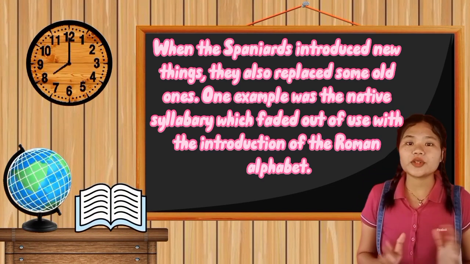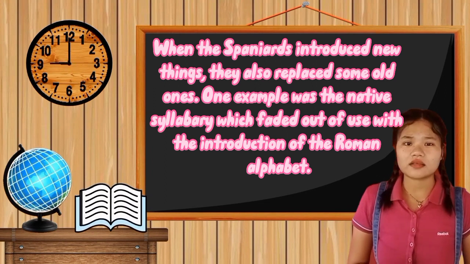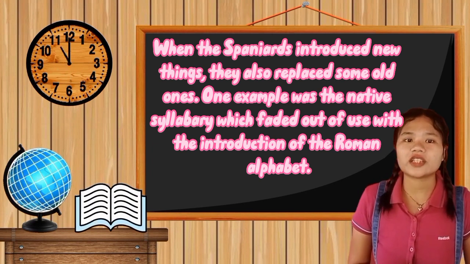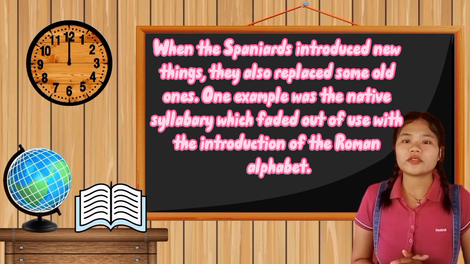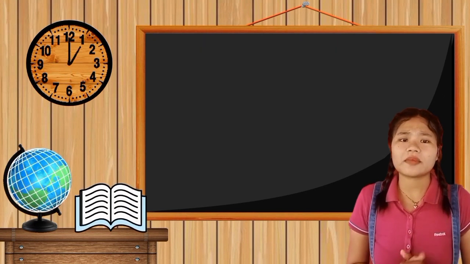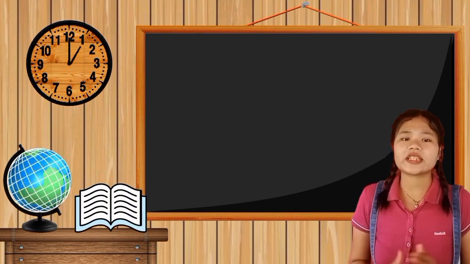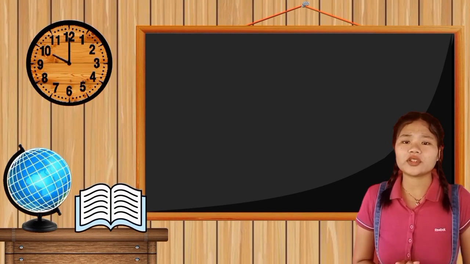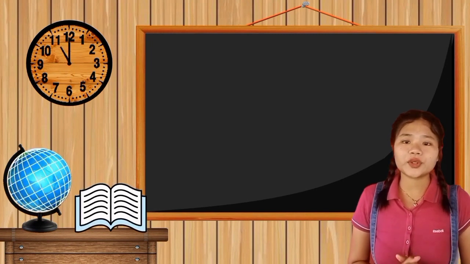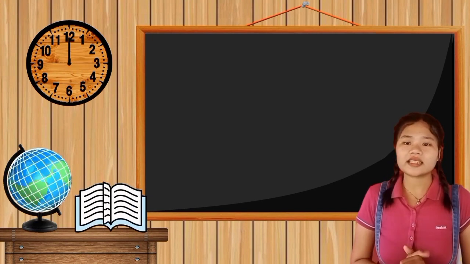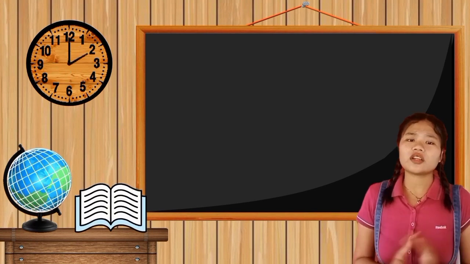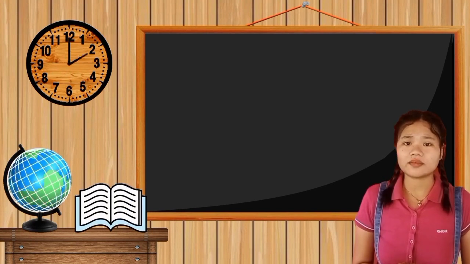When the Spaniards introduced new things, they also replaced some old ones. One example was the native syllabary, which faded out of use with the introduction of the Roman alphabet, except in a handful of tribes in the far-flung areas. The loss of the ancient alphabet was one of the reasons behind the decline of indigenous literature, especially for those who came under Spanish colonial rule, such as the Tagalogs. Unlike other ethnic groups in the far north and south and on the highlands of the archipelago, which produced their own epics, the lowland Tagalogs living near the colonial capital never had one.